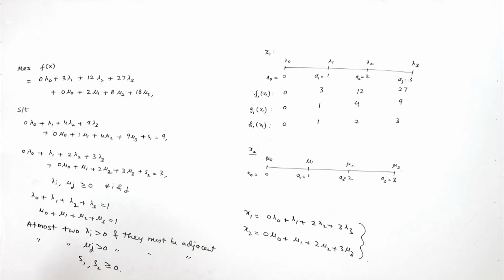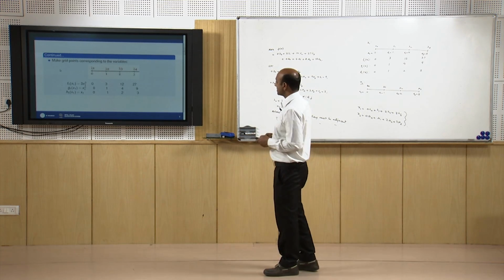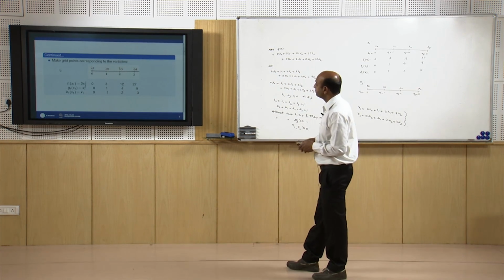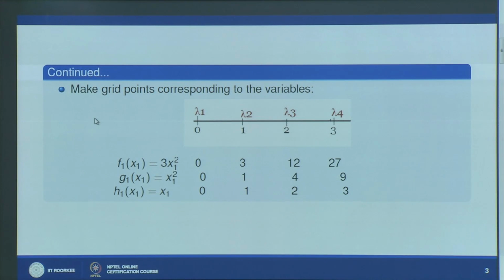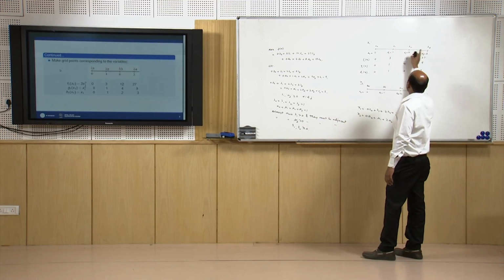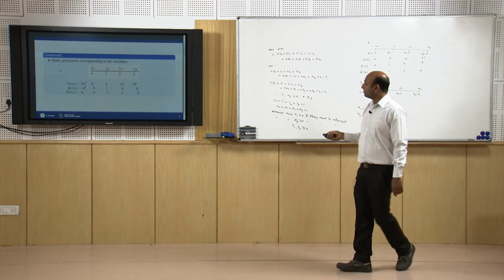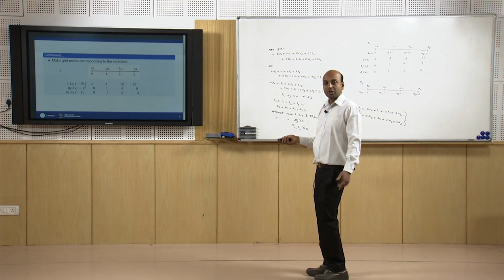Now, let us see how to solve this problem. So, this is all we have discussed. Okay. So, this is simply a notation: lambda 1, lambda 2, lambda 3, lambda 4. I here have taken lambda naught, lambda 1, lambda 2, lambda 3. So, it is not a problem. These are simply notations. Okay.